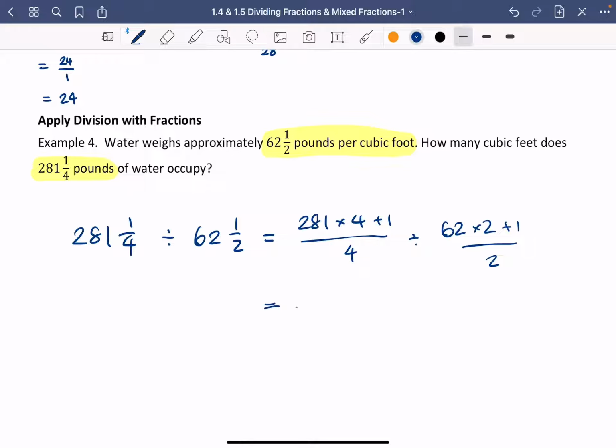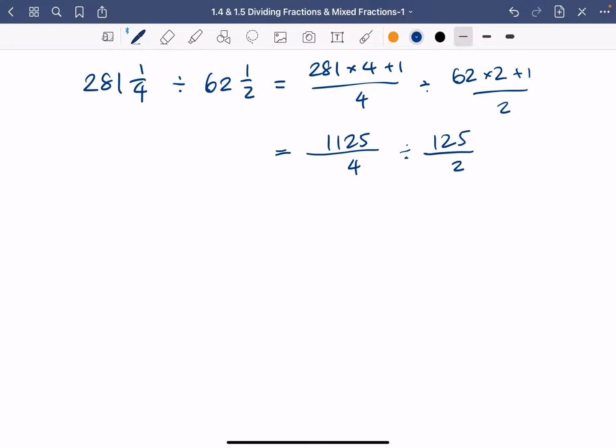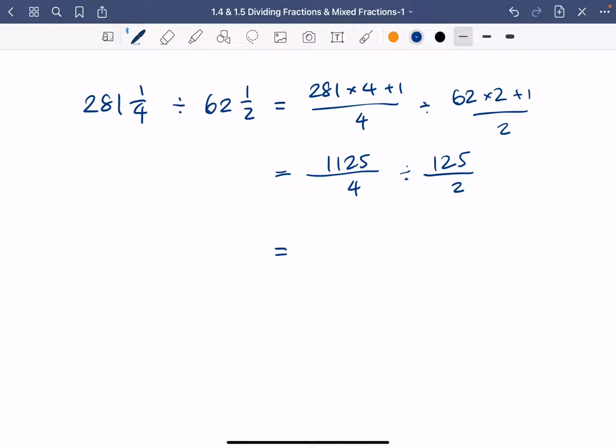If you do your calculation, it's 1,125 over 4 divided by 125 over 2. Well, it's a division problem, so we need to change it to a multiplication problem first, and then flip the divisor.